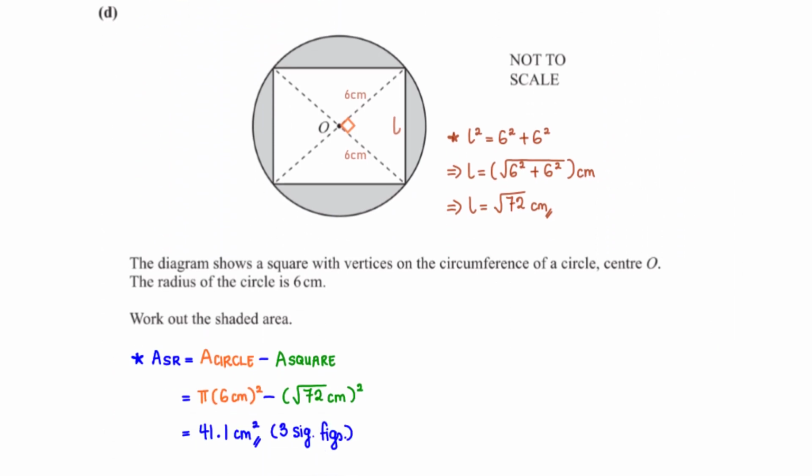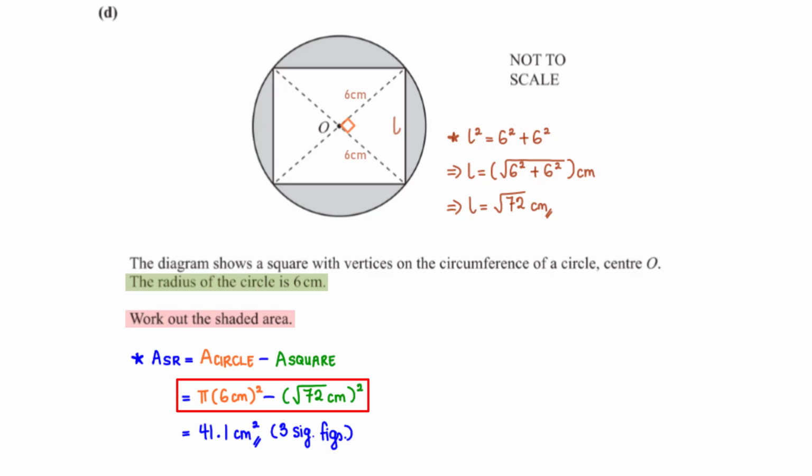The diagram shows a square with vertices on the circumference of a circle, center O. The radius of the circle is 6 cm. Work out the shaded area. To get the shaded area, we subtract the area of the square from the area of the circle. The area of the circle is πr², where the radius r is 6 cm. The area of the square is L². We need to find L.